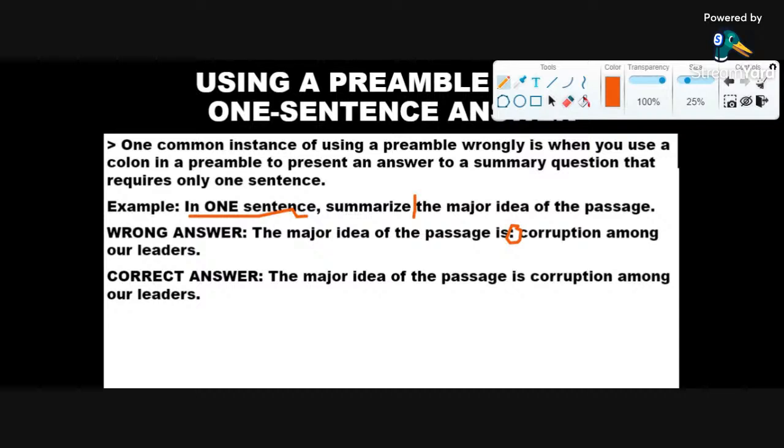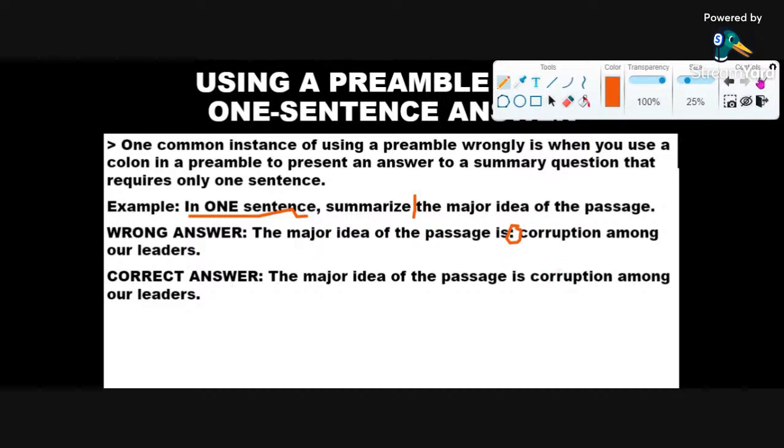You want to use a preamble to present an answer to a question that requires only 1 sentence. Meanwhile, a colon indicates that 2 or more ideas are going to follow. Okay, so that is basically what it is. So you don't need to put a colon here. Now, the correct answer is: the major idea of the passage is corruption among leaders. And that is correct.